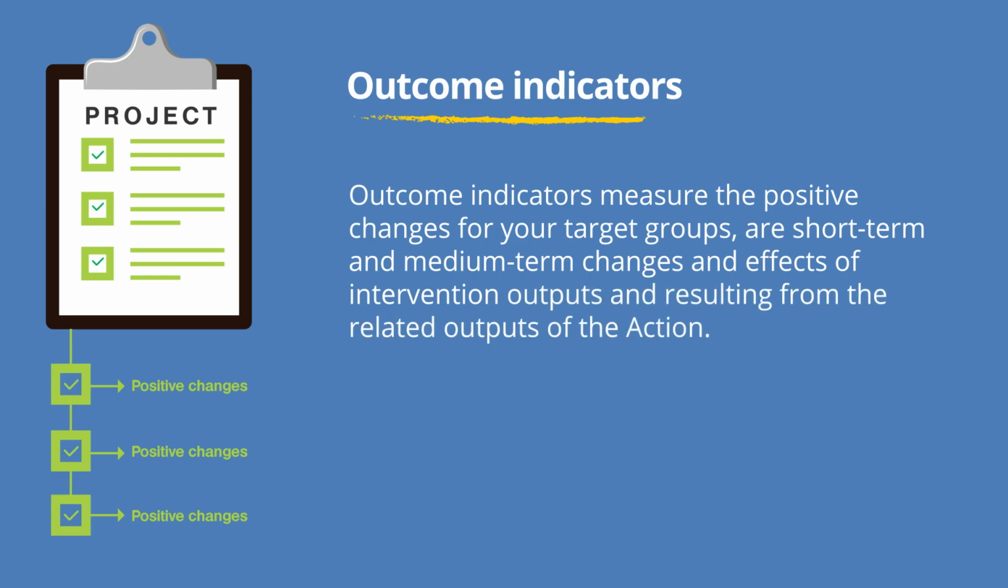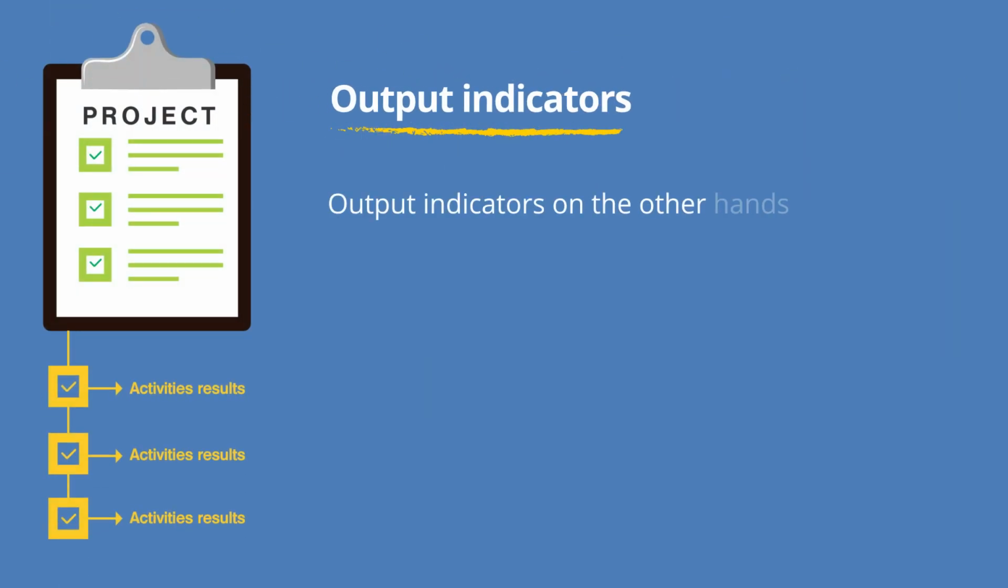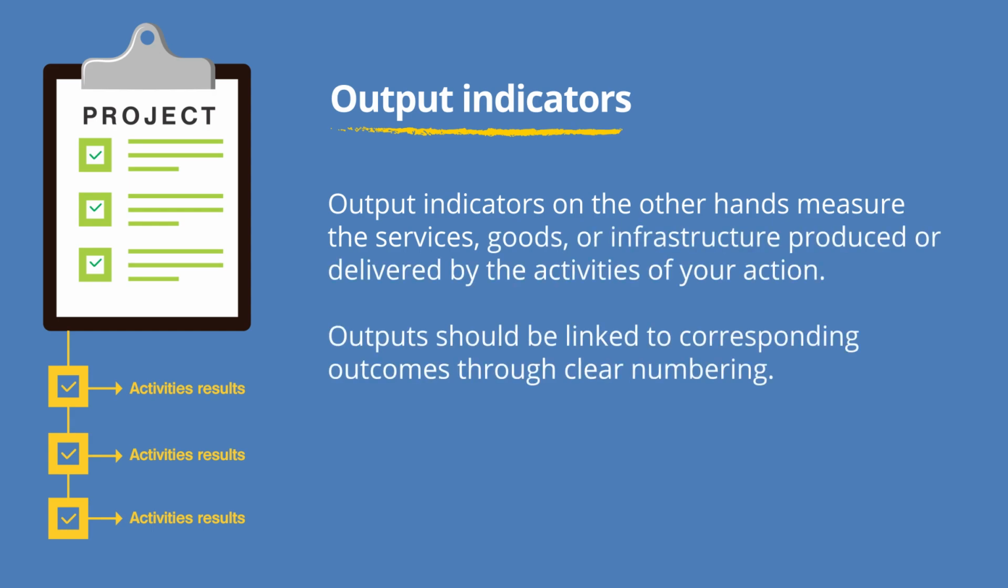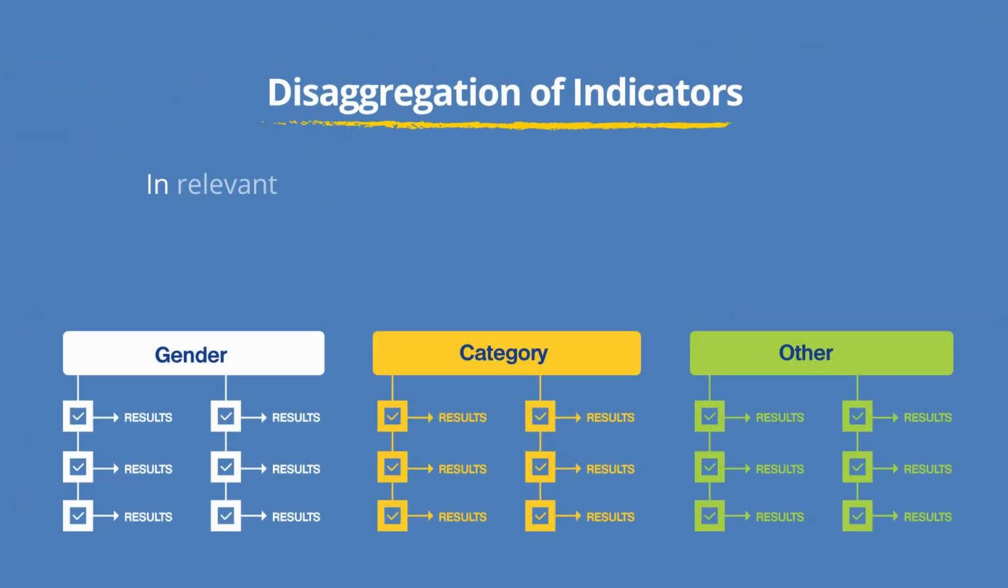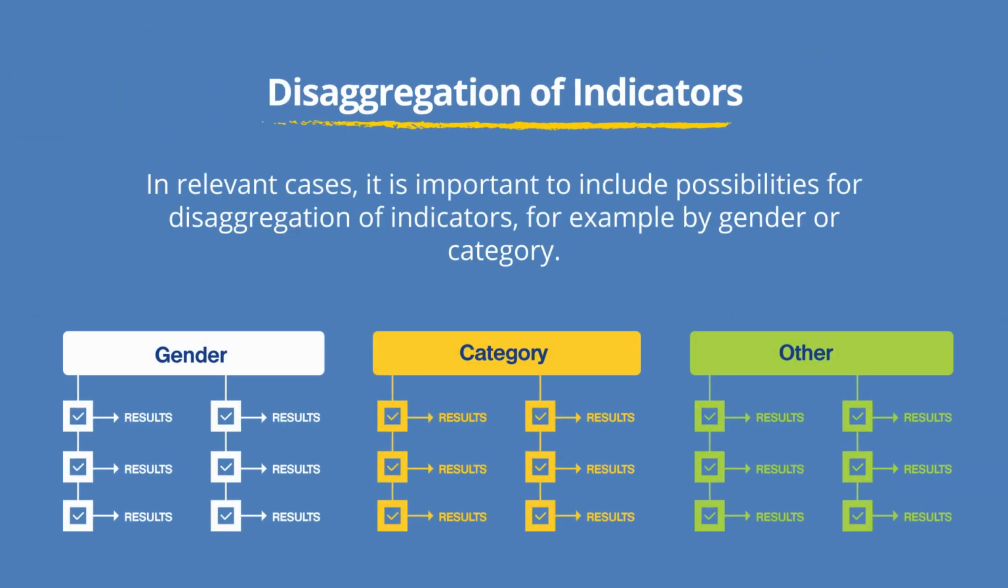Outcome indicators measure the positive changes for your target groups. They are short-term and medium-term changes and effects resulting from the related outputs of the action. Output indicators, on the other hand, measure the services, goods, or infrastructure produced or delivered by the activities of your action. Outputs should be linked to corresponding outcomes through clear numbering. In relevant cases, it is important to include possibilities for disaggregation of indicators, for example, by gender or category.